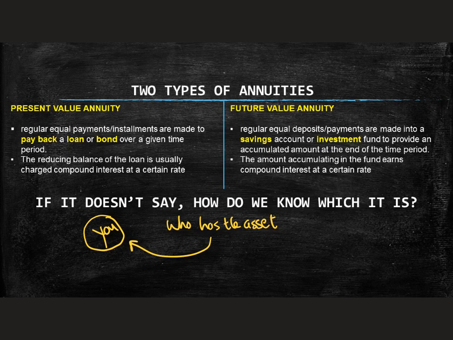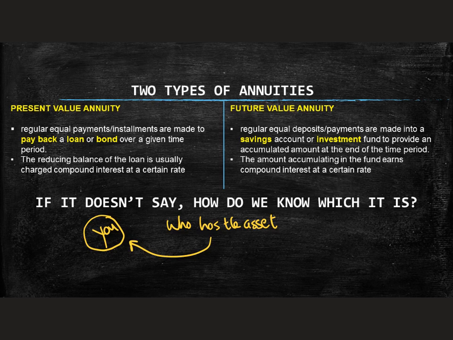For future value annuities, they're regular equal deposits that are made into a savings account or an investment account, and they're going to provide for something in the future. The amount accumulates interest as you have it stored. So this would be things like you're saving up to go on holiday, or you're putting money away into your retirement fund, or you are stockpiling something.